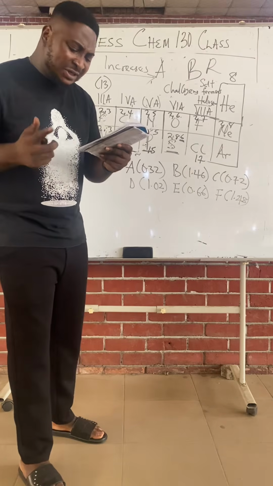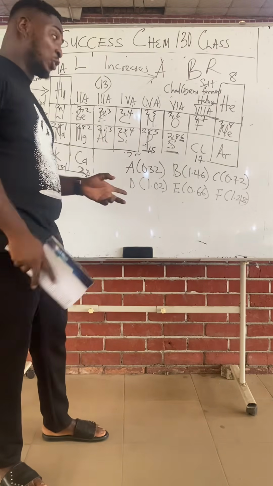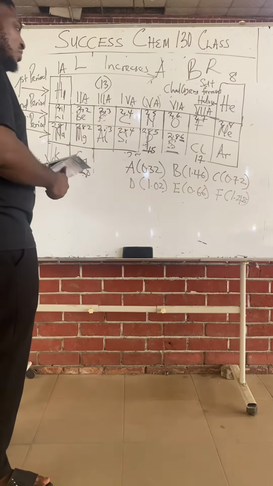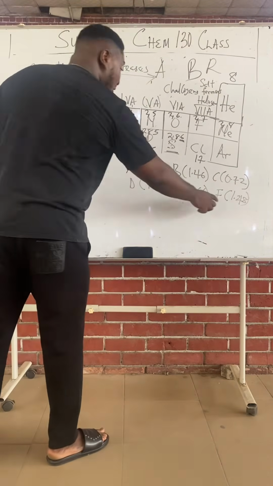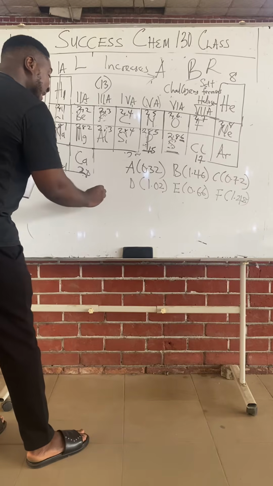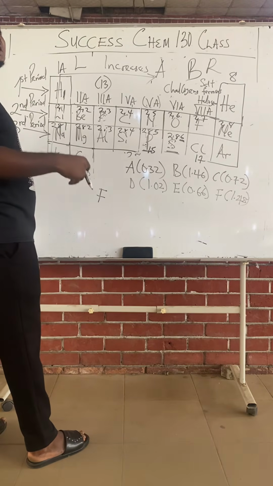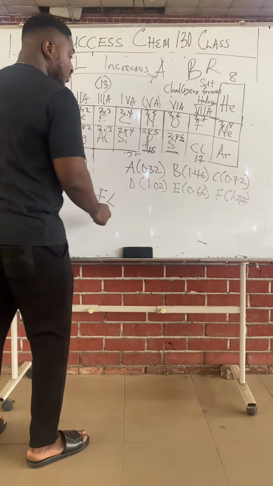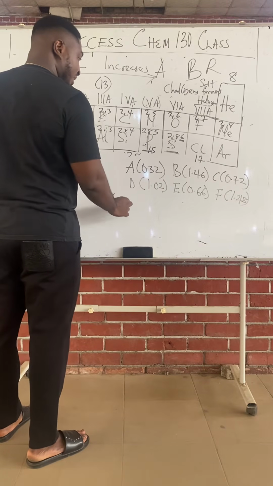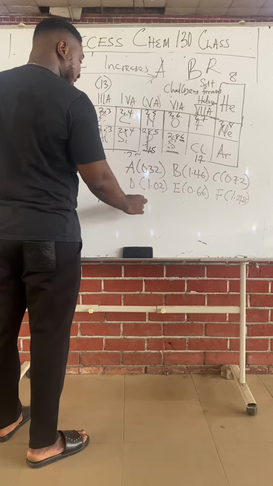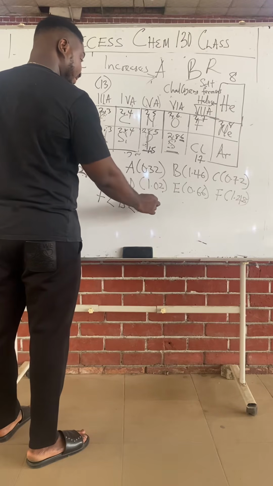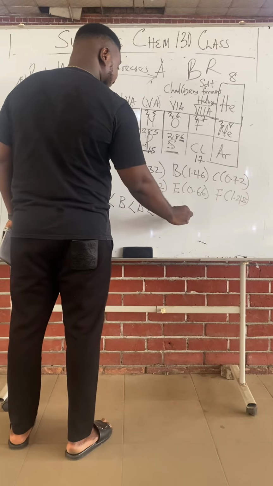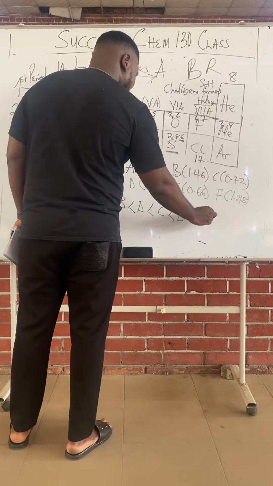Did they say increasing or decreasing? Increasing, that means from smallest to biggest. So who has the smallest ionization energy? The person with the biggest atomic size will have the smallest ionization energy. So 1.4 is F, the smallest, then B, less than D, less than C, less than E, less than A.